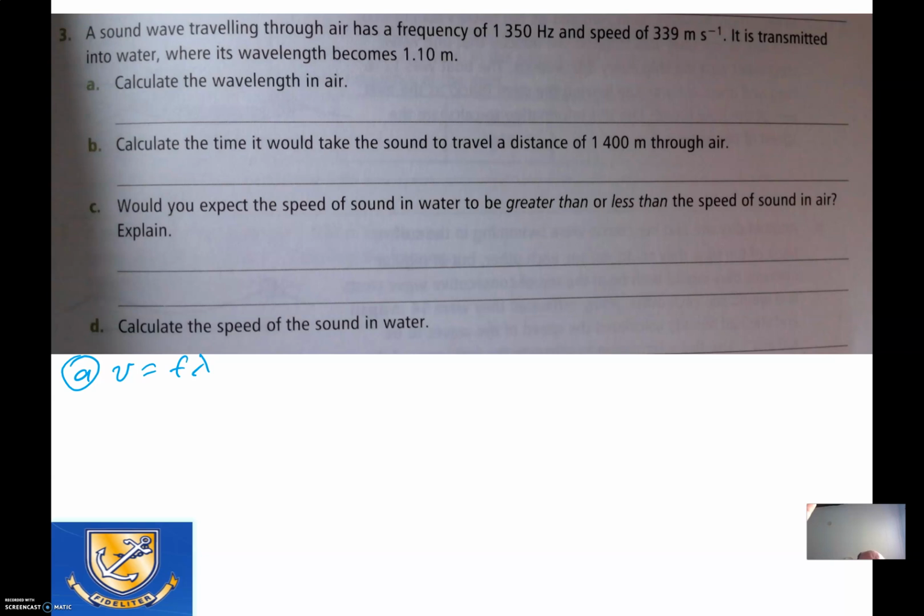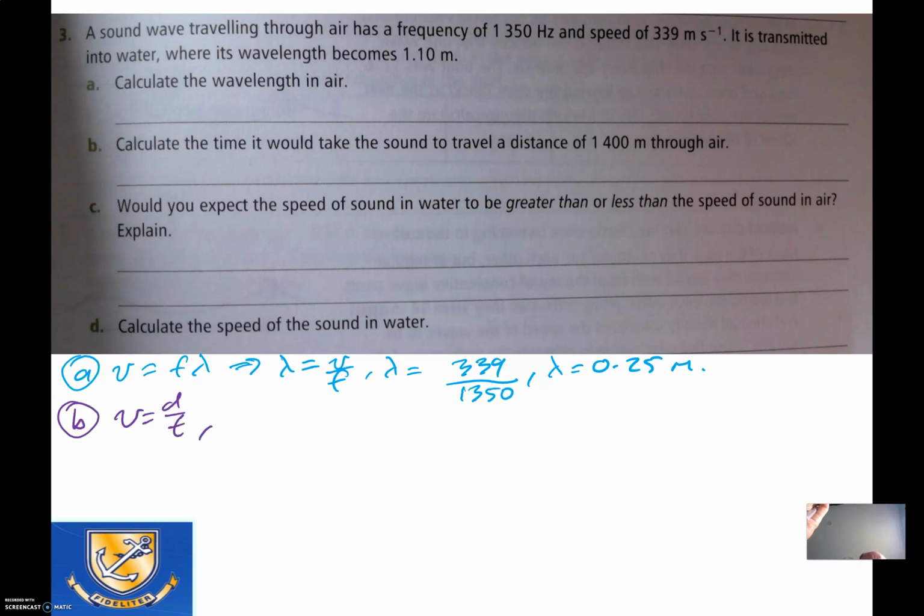The velocity is equal to the frequency times the wavelength. That's where I'm going to start. Rearrange things. The wavelength will be equal to the velocity divided by the frequency. Put the numbers in. The speed of sound in air is 339, and the frequency they give us, which doesn't change, is 1350. That's 0.251 meters, roughly. However, I'm not too worried about that last little bit there. 2 significant figures is enough here. Moving on to the next one.